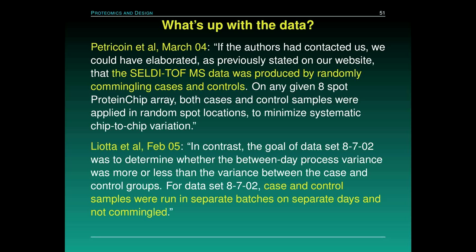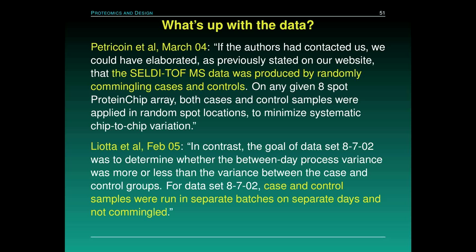Now, what's up with the data? Well, we asked them about this back in 2004 when we published this stuff about CELDI, and in their rebuttal they said, well, if you just talked with us, we would have told you that we produced it by randomly commingling cases and controls, and we read everything in a nice random order. Okay, fine. And then we wrote this note about QSTAR, and so in February of 2005, they said, well, if you had only talked with us, we would have told you that at this point, what we were trying to do was determine whether the between-day process variance was more or less than the variance between the case and control groups, and thus for this data set, case and control samples were run in separate batches on separate days and not commingled. Now, this is with respect to the same data set, folks.